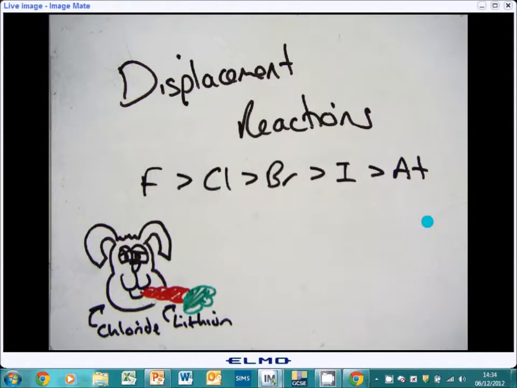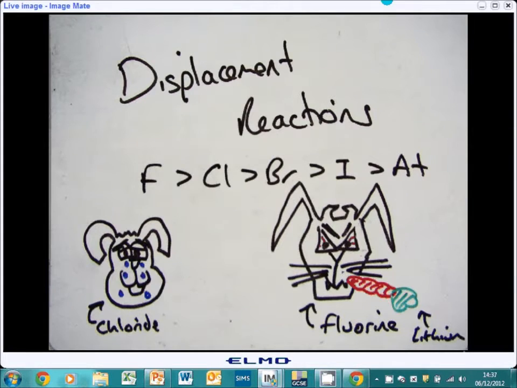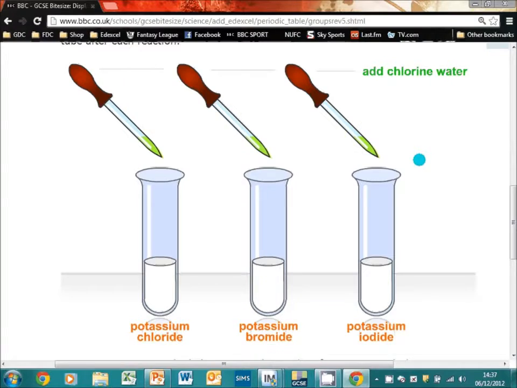If a more reactive halide were to come along, so for example fluorine, the more reactive nonmetal will swap places with the less reactive nonmetal. So in this case, fluorine and chlorine will swap round, so the fluorine will be part of the compound. Just like that. So a word equation for that will be lithium chloride plus fluorine goes to lithium fluoride plus chlorine.